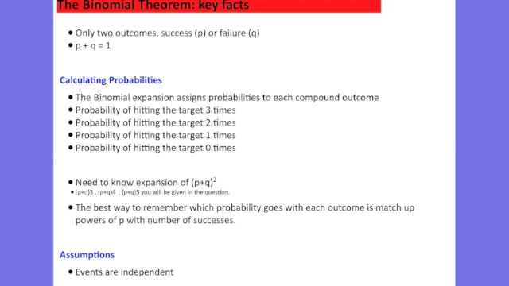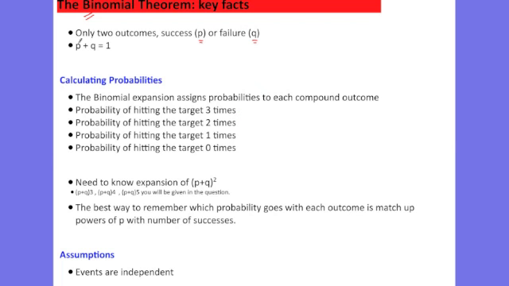The binomial theorem. Here we have only 2 outcomes, success or failure. Bi here is in our clue with the name, bi meaning 2. 2 outcomes. Success is denoted by P. Failure is denoted by Q. You must know and recognize these 2 letters in the context of the binomial theorem.